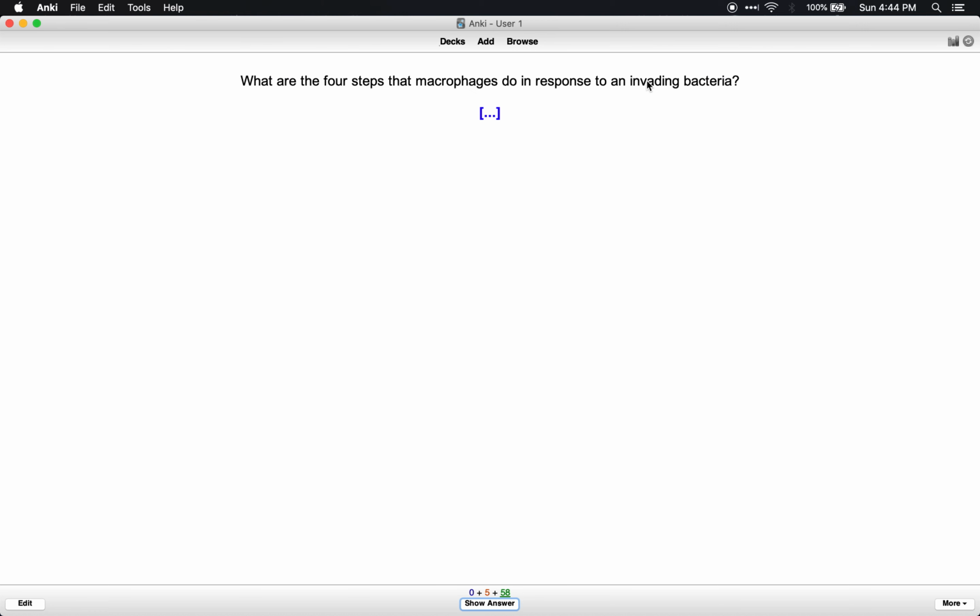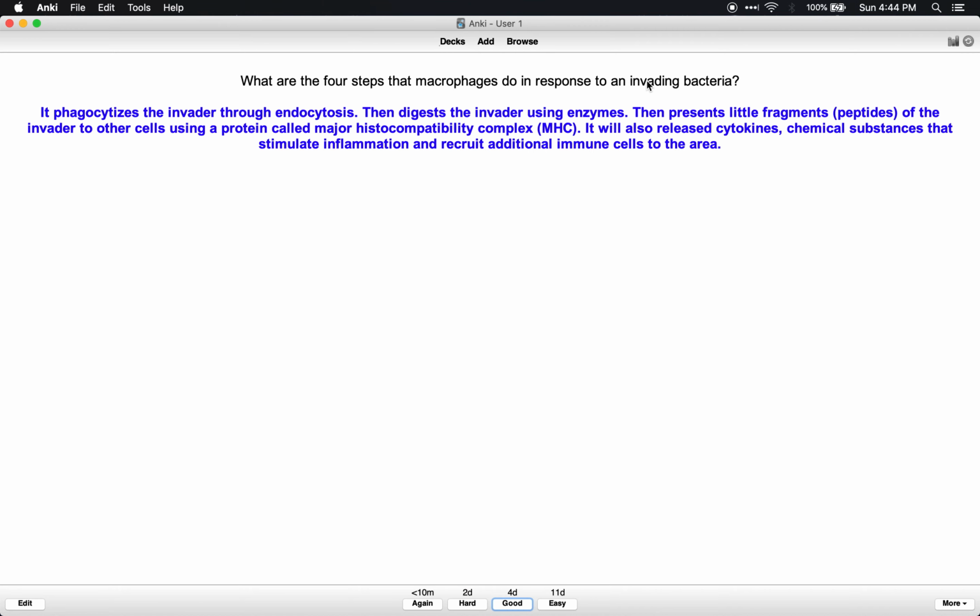What are the 4 steps that macrophages do in response to an invading bacteria? It first eats the bacteria through endocytosis and digests the invader using enzymes it has. Then it presents little fragments of the invader to other cells using proteins called MHC, and it releases cytokines, chemical substances that stimulate inflammation or recruit other cells.